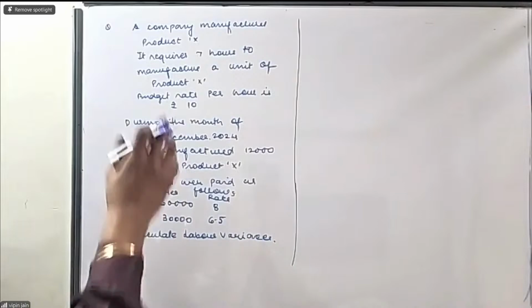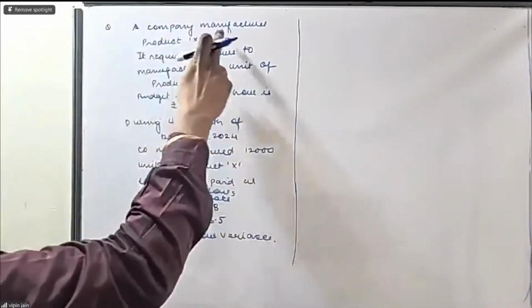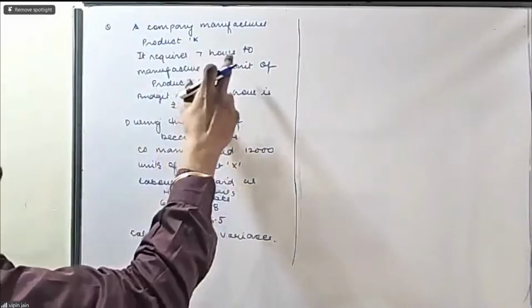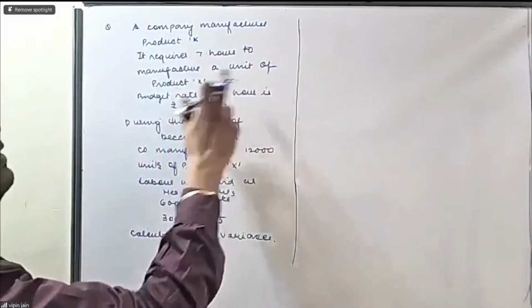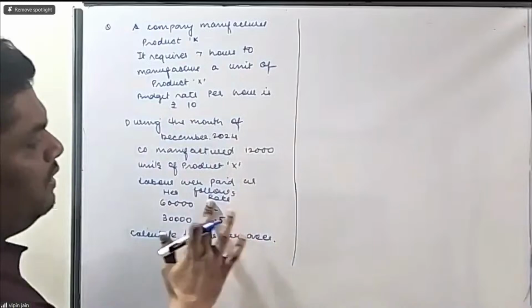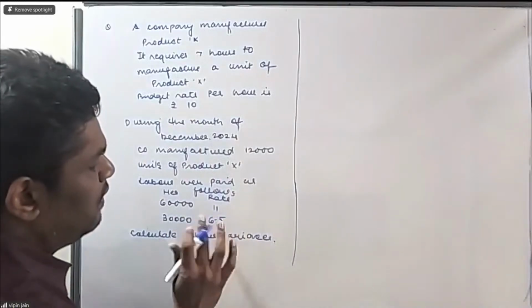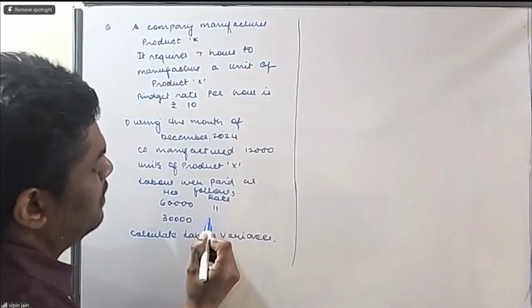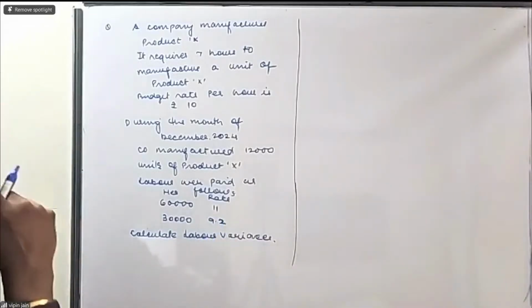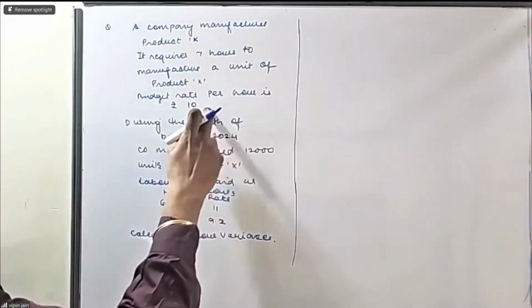So very simple guys, a simple question for you. A company manufactures product X. It requires 7 hours to manufacture a unit of product X. Budgeted rate per hour is rupees 10.